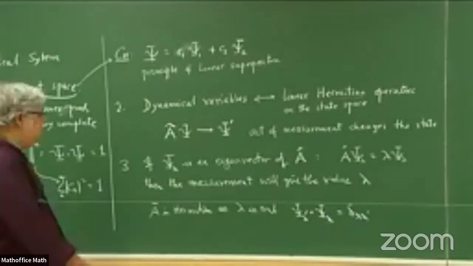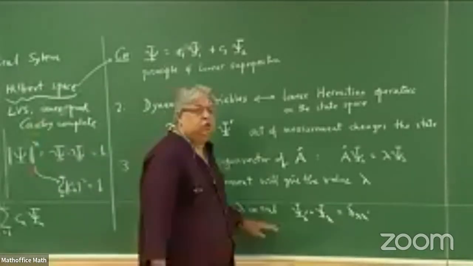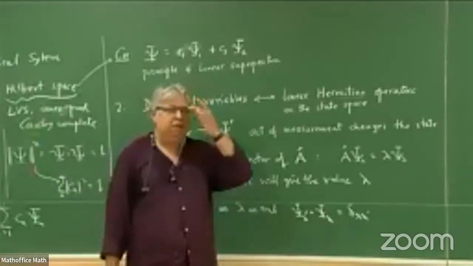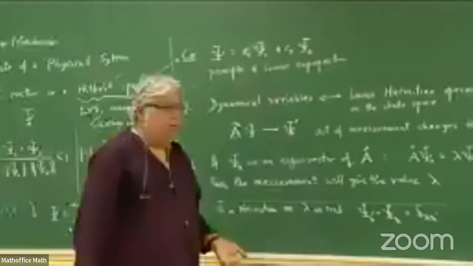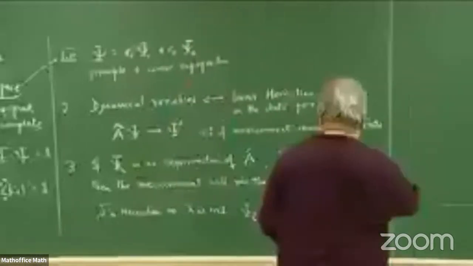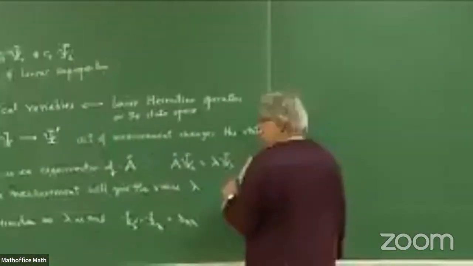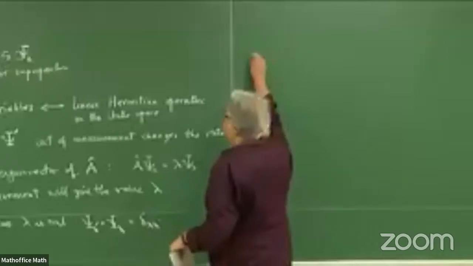So why did we choose them Hermitian? Because we wanted these to be real. Because the measurement is something, as I said, like a position or energy and so on. It can't be complex. It has to be a real number. So that was my third postulate. But what is more interesting is the fourth one.